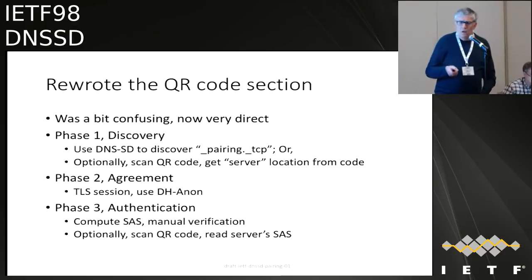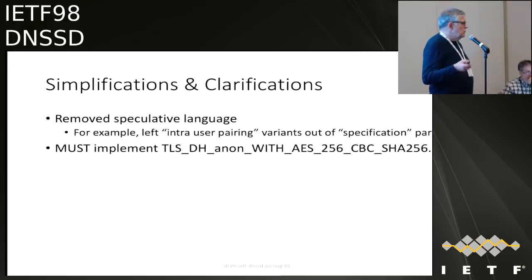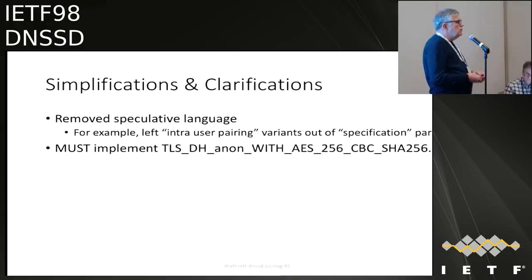Simplification. There was a lot of speculative language in the first draft because we were thinking of various things we could do, we might do, etc. So we went through that and removed a lot of it. In particular, we removed something we had been thinking about, which was to have two different mechanisms to establish pairing between devices of the same user and devices of two different users. We might do that eventually, but for now, there are devices and we just pair them.